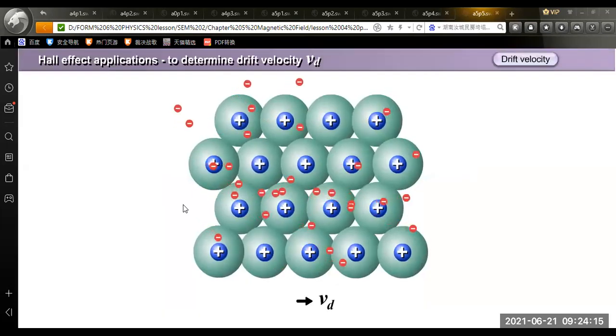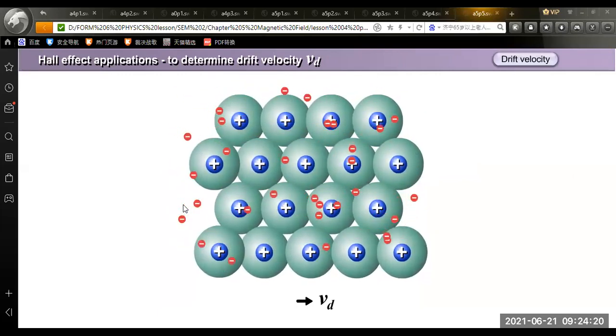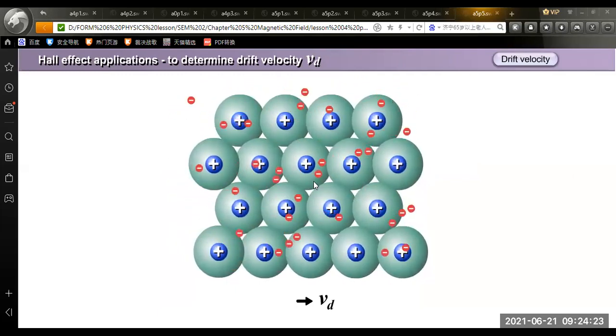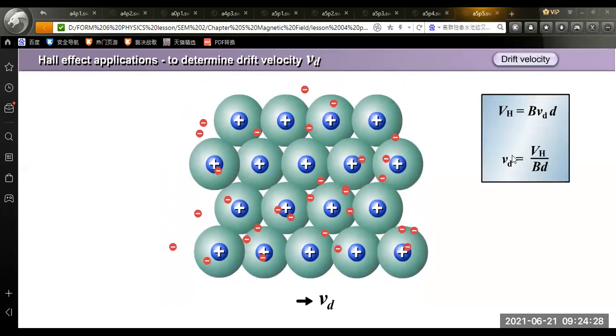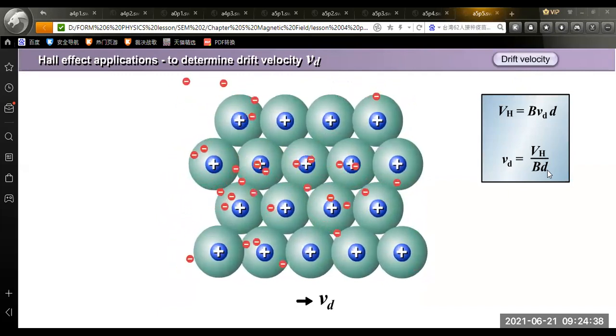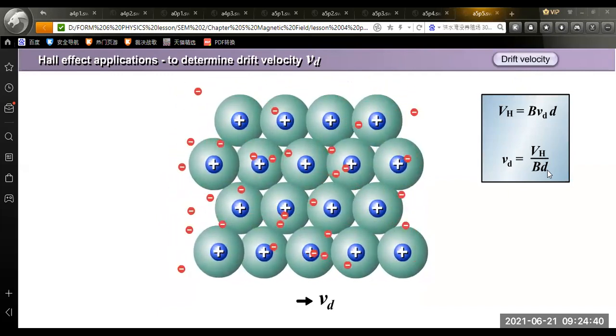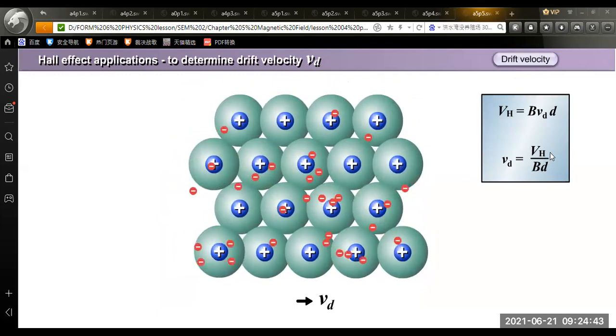So now we notice that the Hall effect has an application to determine the drift velocity. As we know, the Hall voltage VH is equal to B vD times d, so vD is equal to VH over Bd. So when we measure using the device, we get the VH. Then over the B and d, we get the drift velocity of the electron.